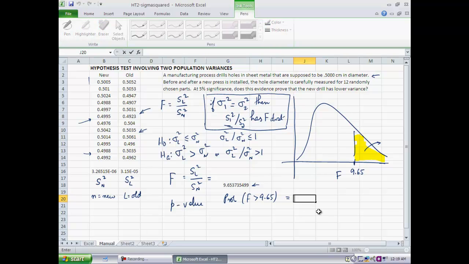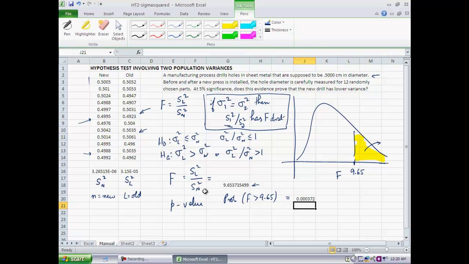If I can get my cursor over here, equal to F.DIST, and it asks what's your position on the x-axis. It's 9.65, followed by degrees of freedom of the numerator and degrees of freedom of the denominator. The degrees of freedom of the numerator is the sample size of the numerator minus 1, which is 12 minus 1, 11. And what's the degrees of freedom for the denominator? It's equal to the sample size for the denominator minus 1, which is also 11. Okay, so here we go.